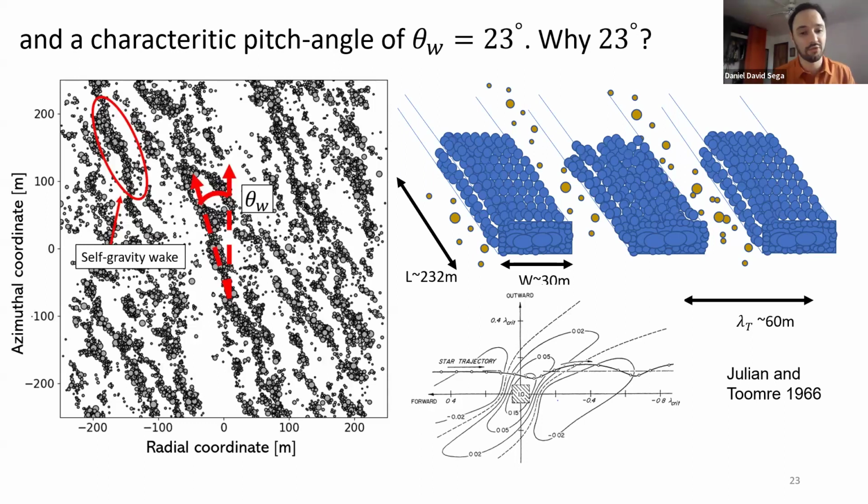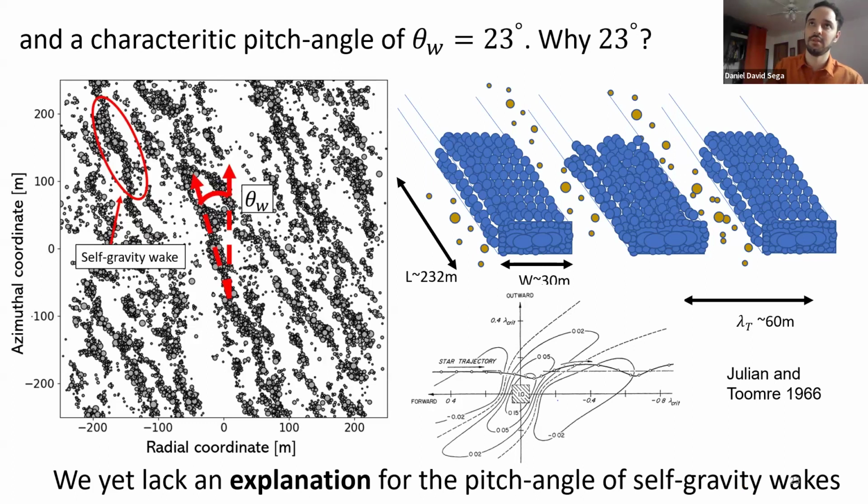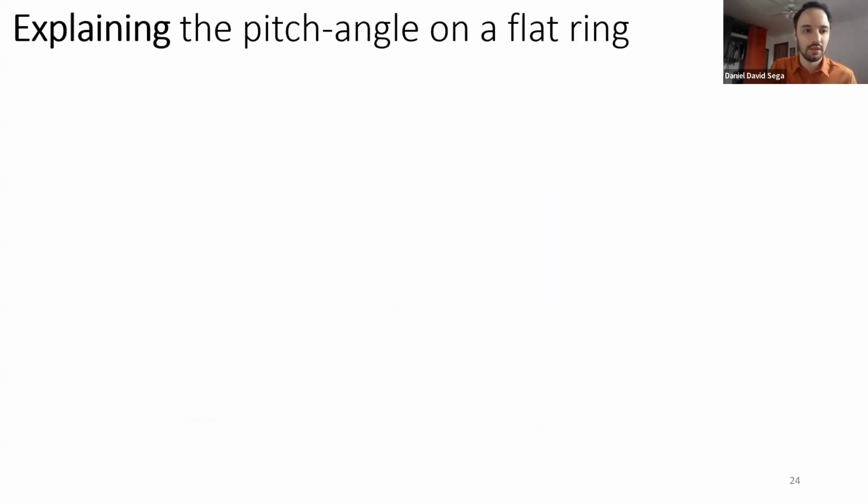The prediction from the theory of Julian Toomre, by the way, for what the angle should be for a Keplerian disk is 12 degrees. So there's that question of why 23 that is unanswered. And I had to answer this in order to go back and actually solve the bending wave problem. So this is a little bit of a detour that I had to do.